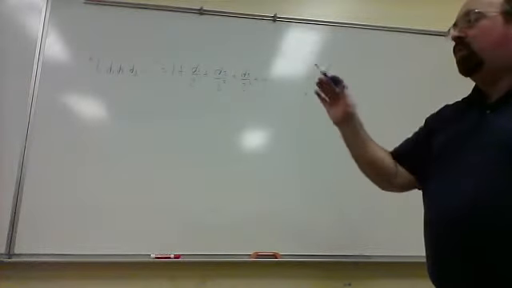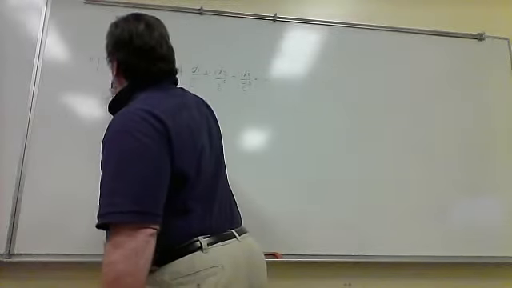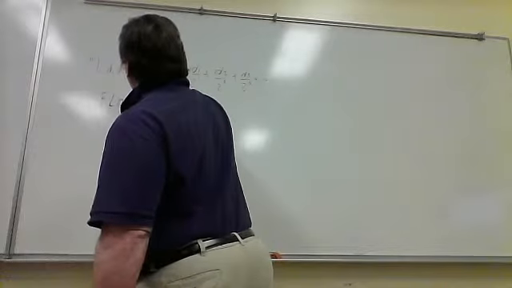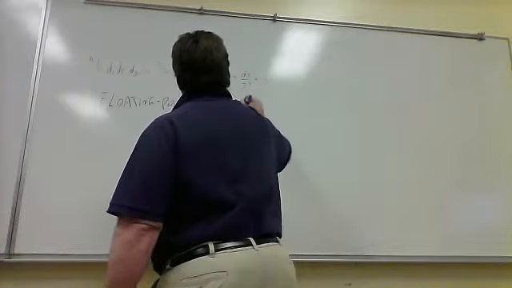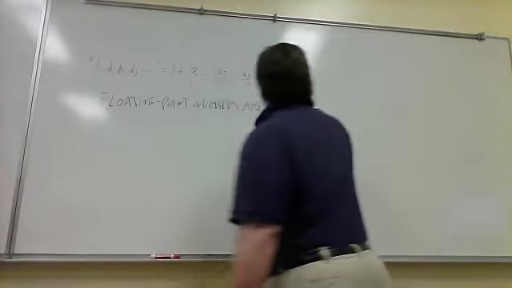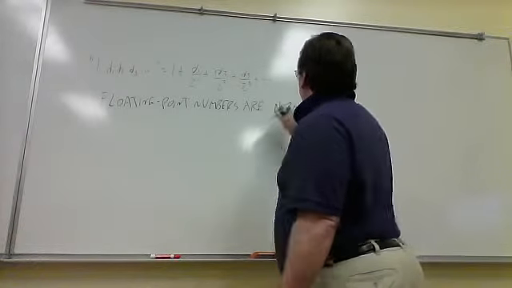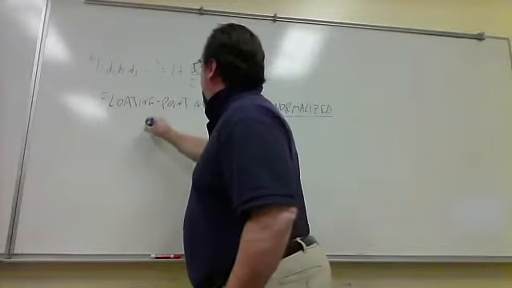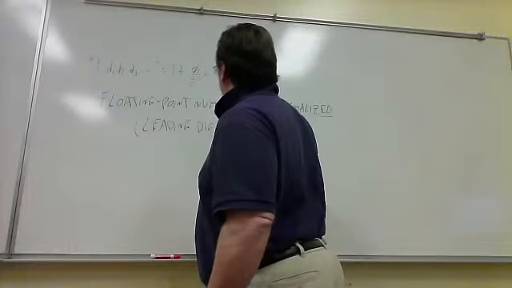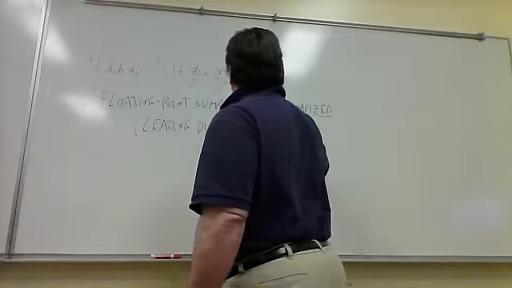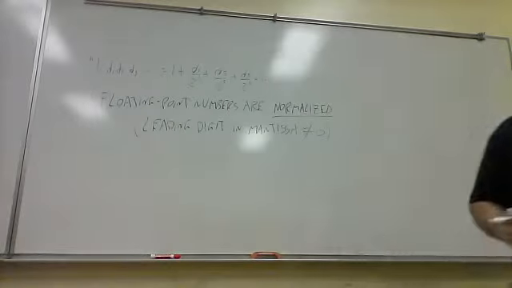Now, why the 1? The reason is that in this system that we're using, floating point numbers are normalized most of the time. And what I mean by normalized is the leading digit in the mantissa is not allowed to be 0.